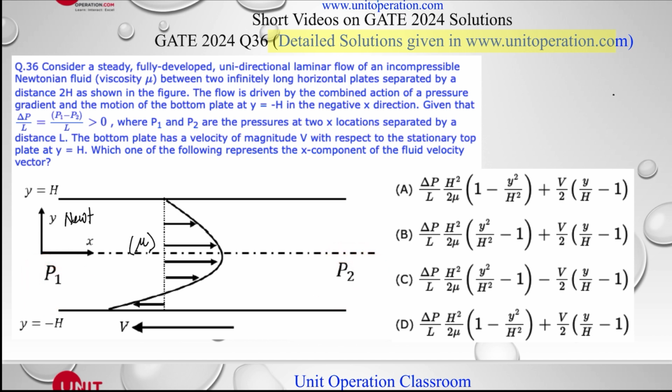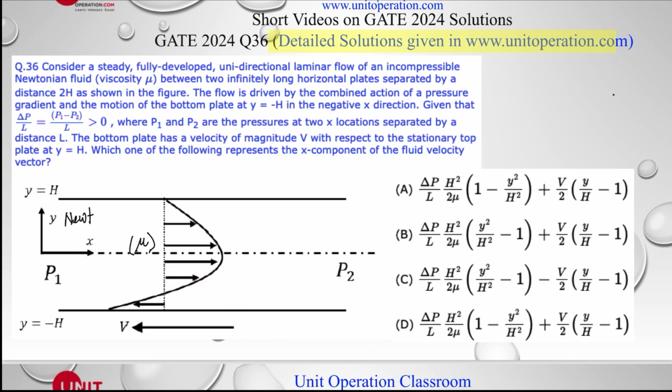It also says that (P1 minus P2) divided by L is greater than 0, which basically means that P1 is greater than P2. So this is a pressure driven flow. This is the x direction in which the fluid is flowing. Here are the points, a distance L apart, with pressures P1 and P2.